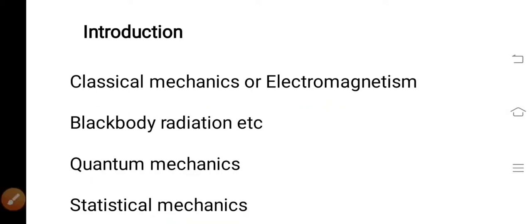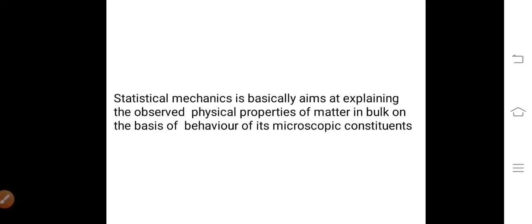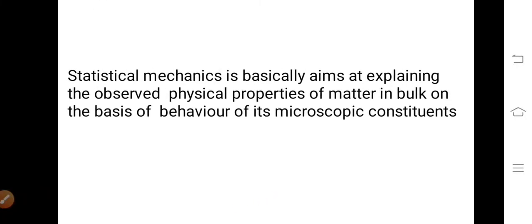Okay, now let us see what is statistical mechanics. That is the definition of statistical mechanics. Statistical mechanics basically aims at explaining the observed physical properties of matter in bulk, or macroscopic view, on the basis of behavior of its microscopic constituents.